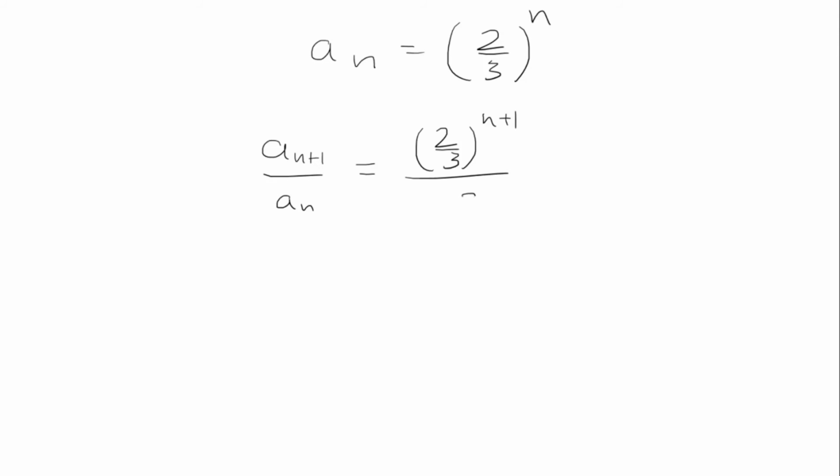Now let's look at another one. We have a sub n equals 2/3 to the n. In order to show that it's monotonic, we have to show that it's either increasing or decreasing. And that comes down to finding the ratio. That'd be 2/3 to the n plus 1 over 2/3 to the n, which simplifies to 2/3. The ratio is less than 1. Therefore, the sequence is decreasing, and a sub n is monotonic.